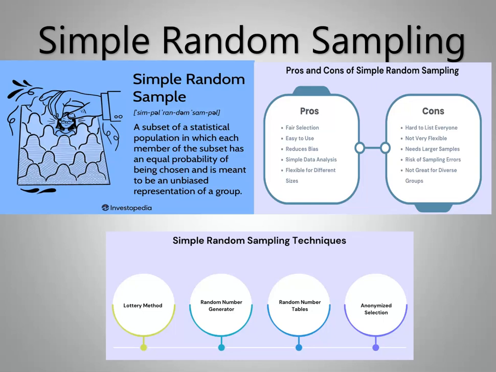It's fair, it's easy, it tends to reduce biases, and it's flexible. Now, the cons are it's hard to list everyone. If I have a group of 10, awesome. If I have a group of 10,000, a little tougher. I usually need larger samples, and I can have sampling errors.